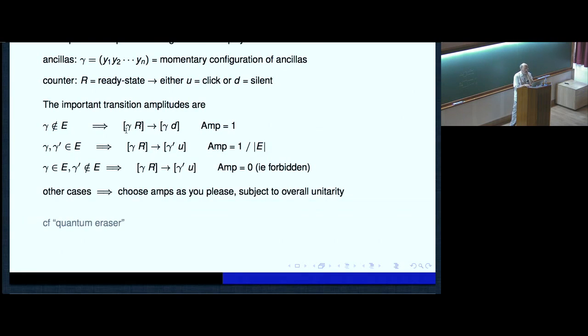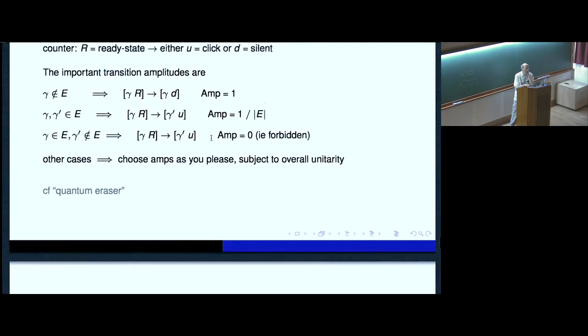And at the same time, the ancilla doesn't do anything. It just remembers what it had done before. So it makes a trivial transition. The only thing that changes is the counter, which goes over to a negative no answer. And this happens with probability 1. So that's when gamma is not in the event E, then that's the only allowed transition.